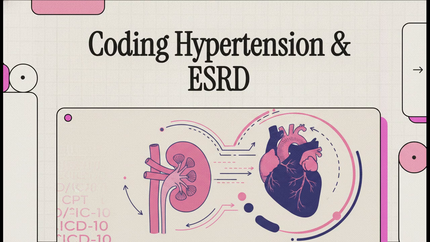So if you've ever felt tripped up, or worse, had a claim denied because multiple systemic diseases popped up in a single patient's chart, well, you are in exactly the right place. We're looking at a case today that involves both the renal system and the cardiovascular system, and we're going to see exactly how the coding guidelines uniquely link them together.